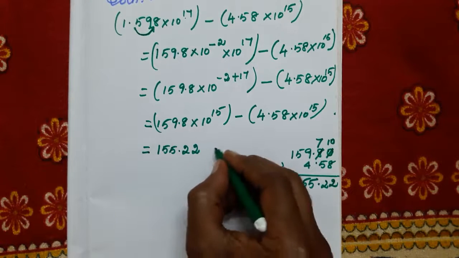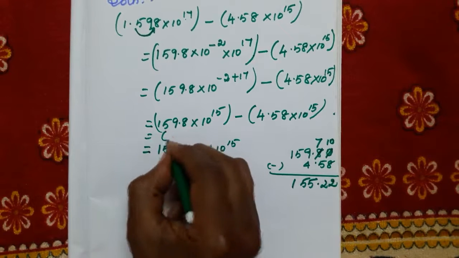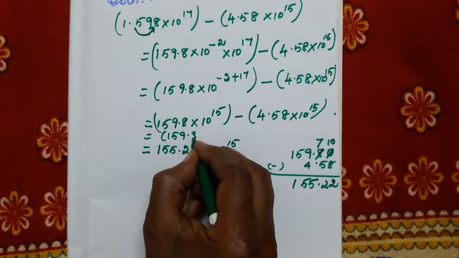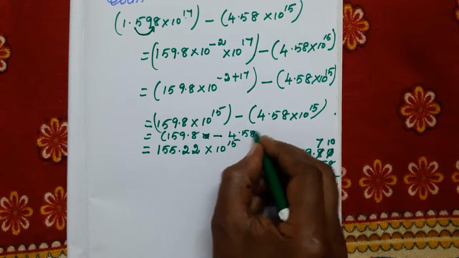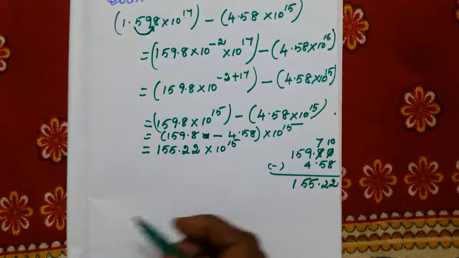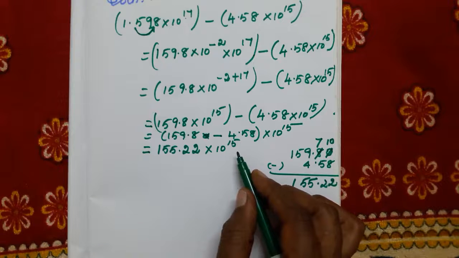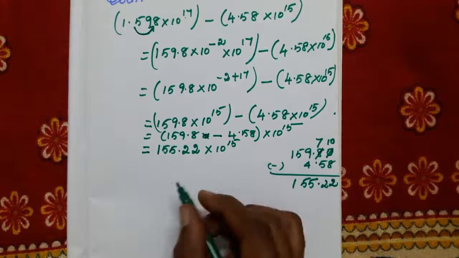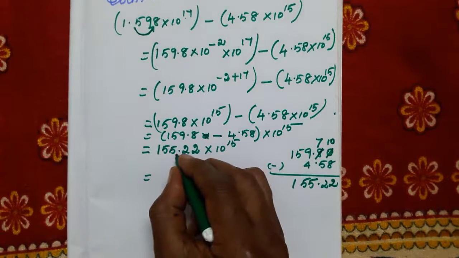155.22 into 10 power 15. Before that, one more step we can write 159.8 minus 4.58 into 10 power 15. When we are subtracting, we are getting 155.22 into 10 power 15. Now, what we can write it? We have to move the decimal point.